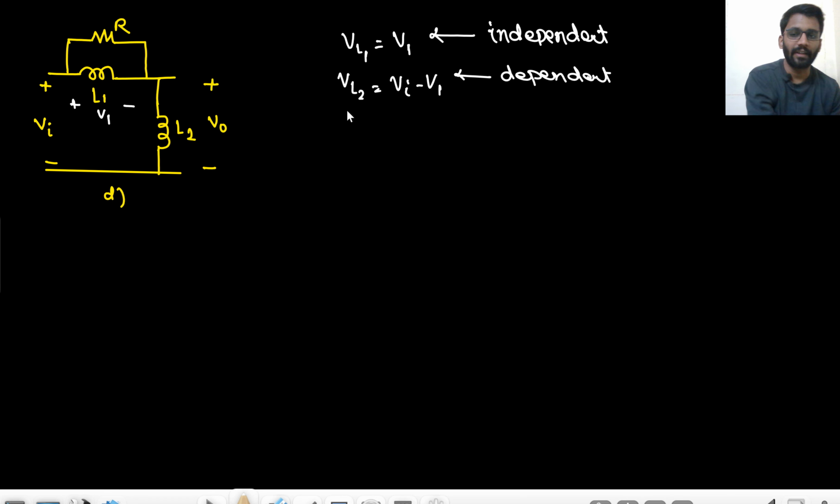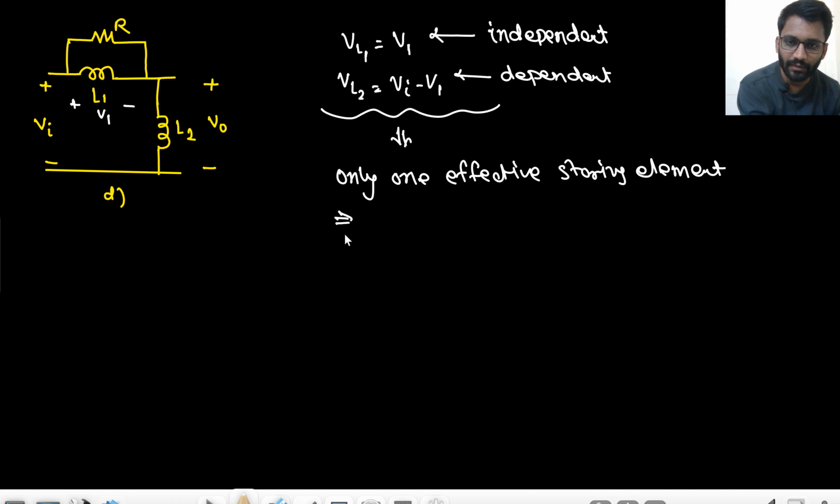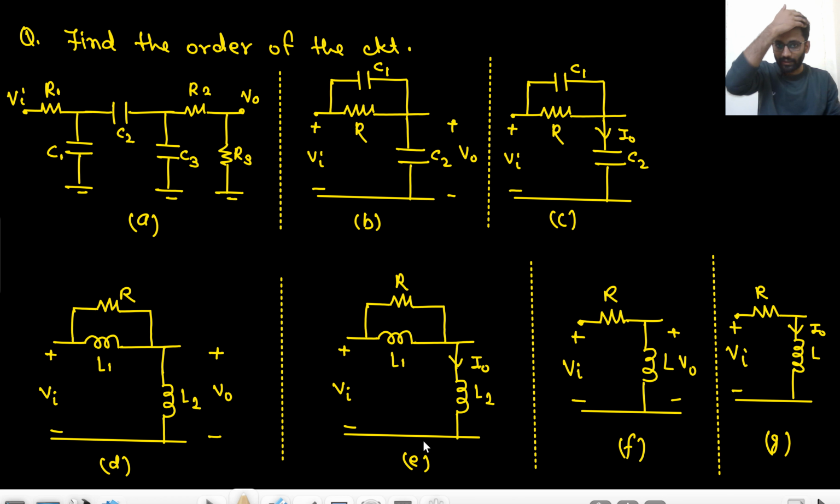So only one effective storing element. So that means only one effective storing element, that means it is first order circuit. Okay, it is first order circuit. Now the same circuit is there, but you are collecting the output current.